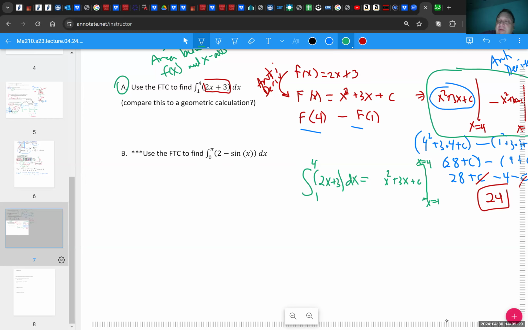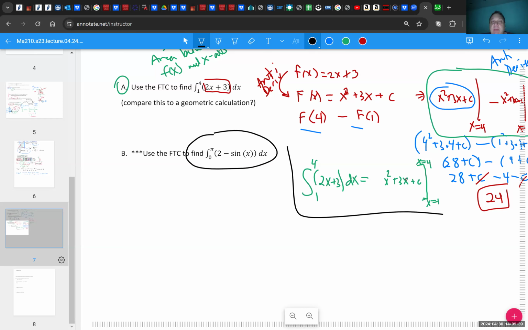All right, let's do 2 more examples, and then we'll be done with this video. So my second example here is to use the fundamental theorem of calculus to find this integral. If you haven't already thought about pausing the video to give one a try, this might be a good one to do so. And then I will show you my solution.